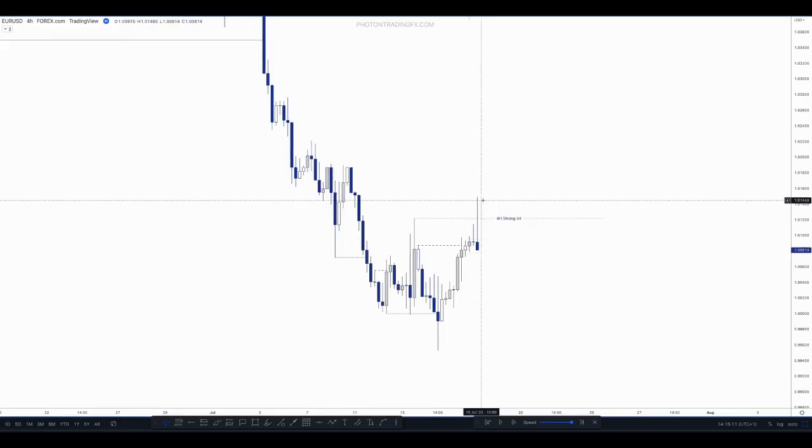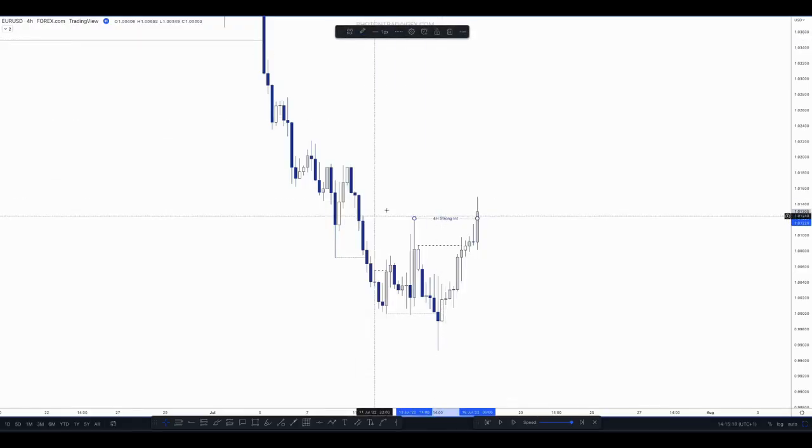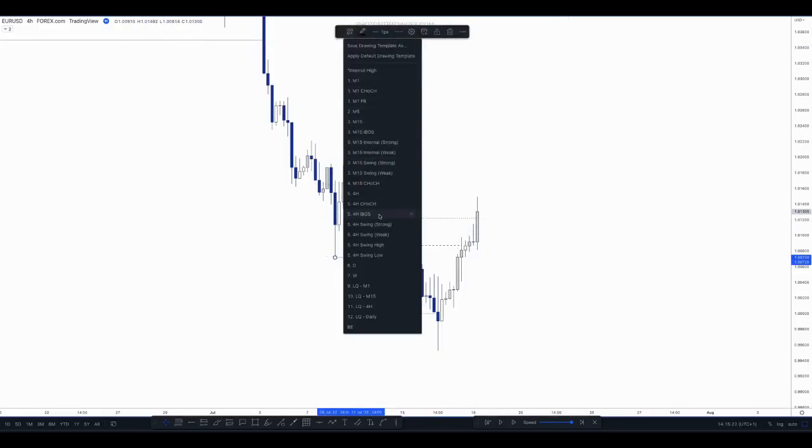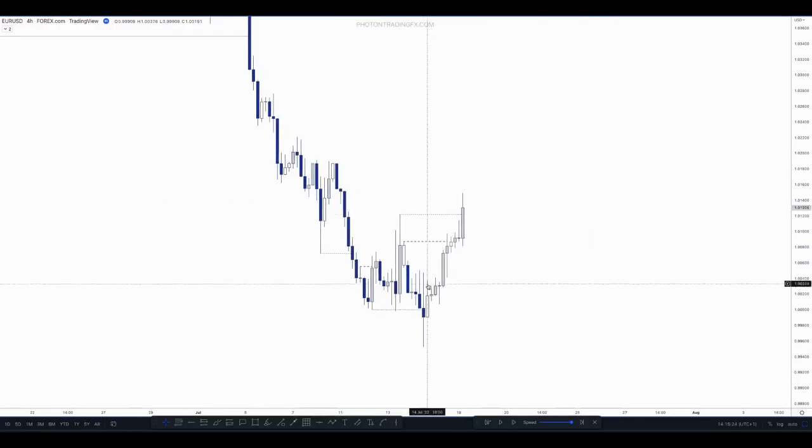And then we break and close above it. So now we have a bullish IBOS, and that would be a 4-hour IBOS. I can use a dotted line for IBOS here, just to be consistent. There we've got the 4-hour IBOS, and again here.